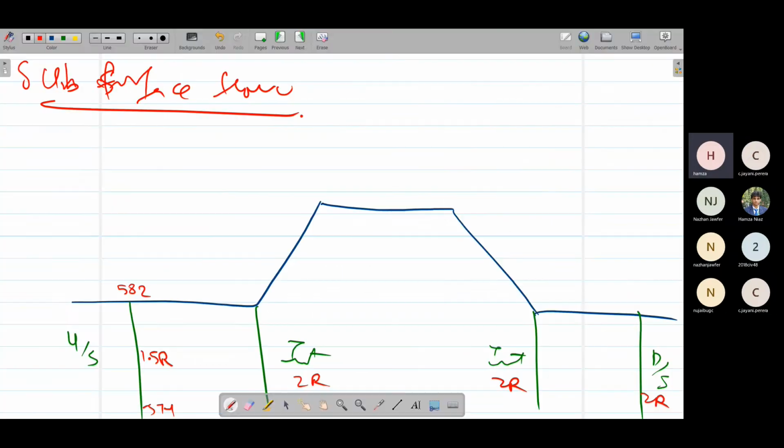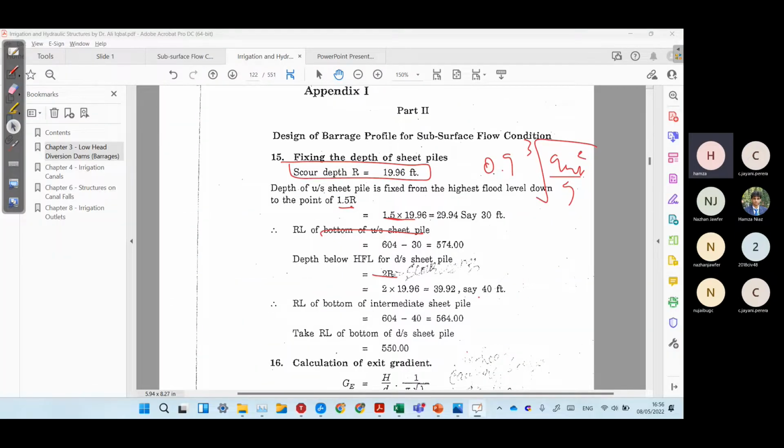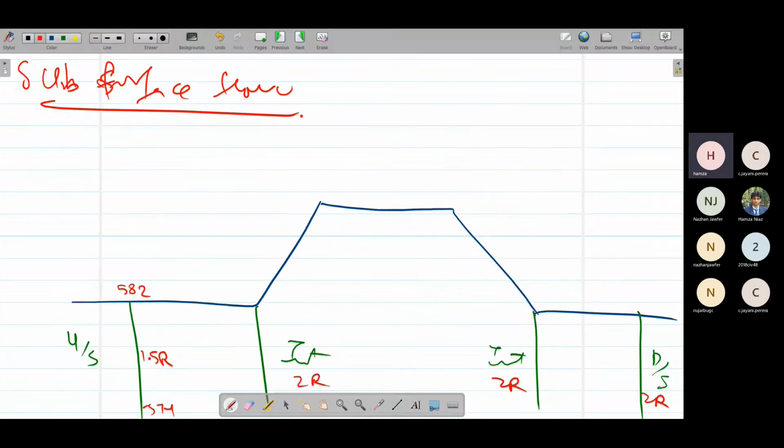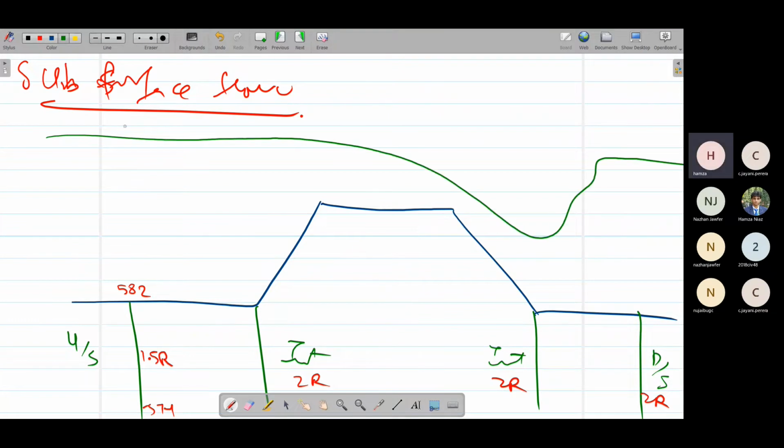So we have to subtract from the upstream bed level. Sorry, not the water level, the upstream bed level. The 604 was the highest flood level. So we subtract 1.5 R from this, and we'll get 574. And for the intermediate we subtract 2 R, we'll get 564.